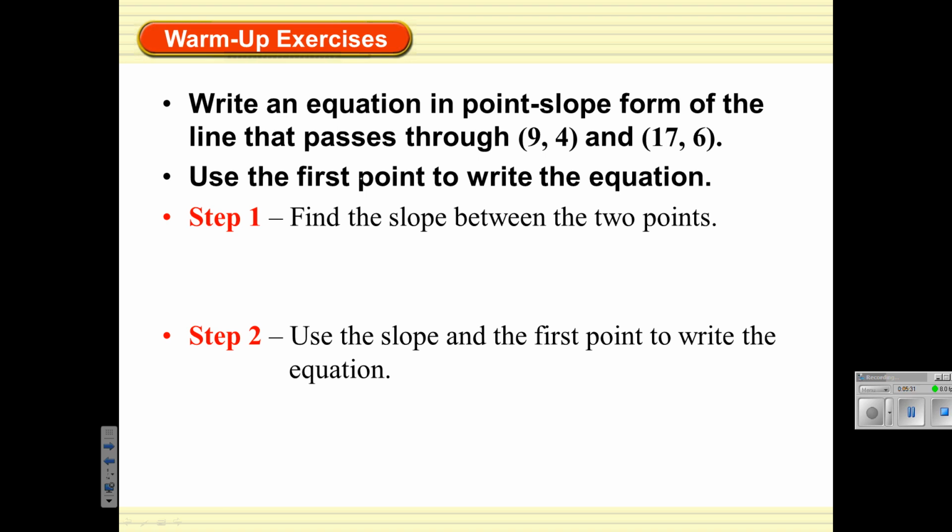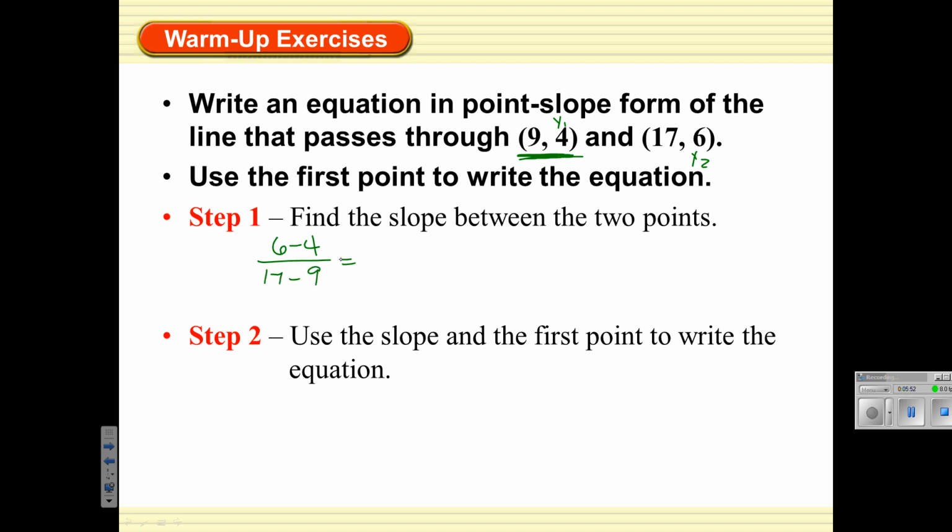So use the first point to write the equation. So we're going to use this one when we come back to write the equation. But first we have to find the slope between the 2 points. So I'm going to do y sub 2 minus y sub 1. I'm going to do 6 minus 4 over x sub 2, 17, minus 9.